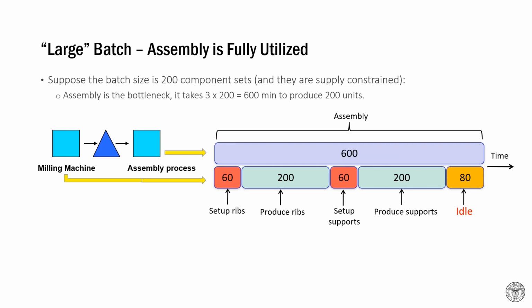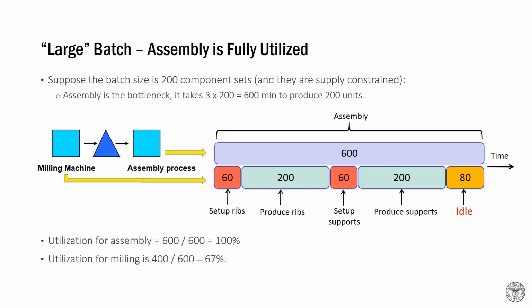Continuing from our previous example, let's now consider a scenario with a large batch size and observe its effect on the utilization of our assembly process. Suppose we have a batch size of 200 component sets, again operating under supplier constraint. In this situation, the assembly process becomes the bottleneck. It requires 3 times 200, or 600 minutes, to produce 200 units.